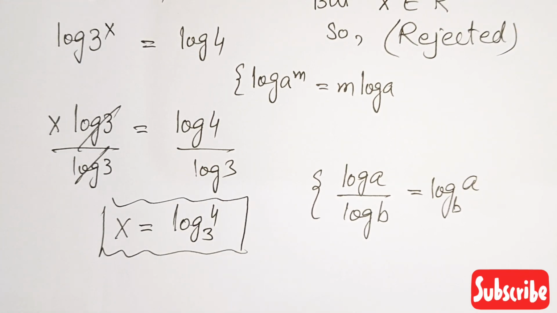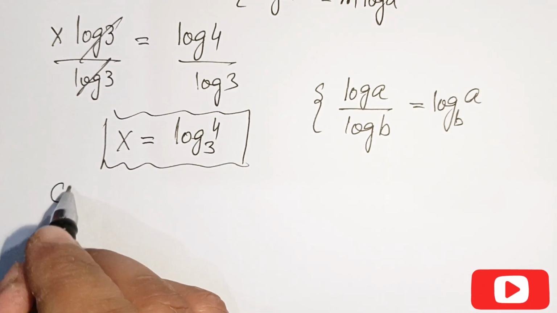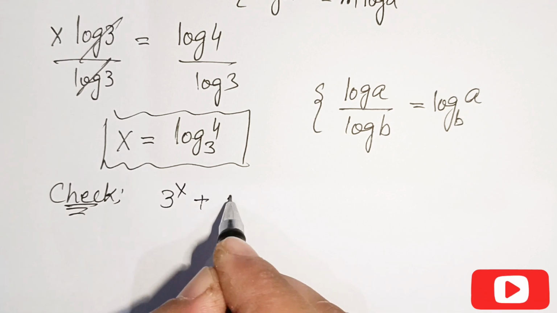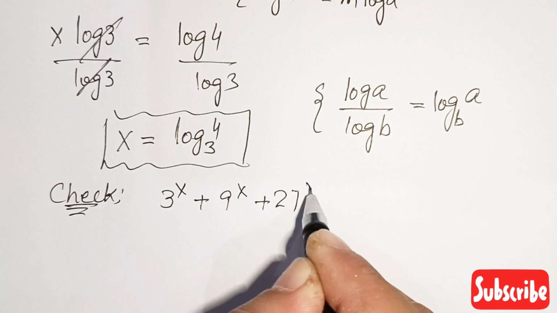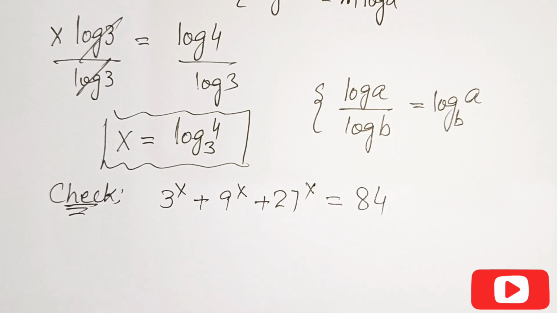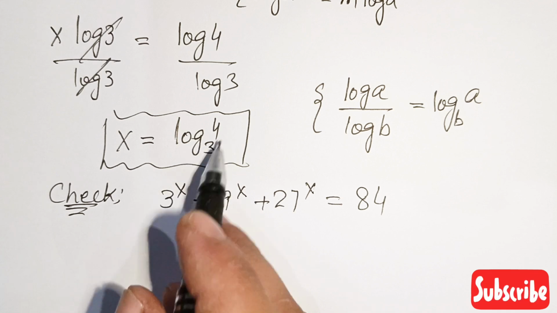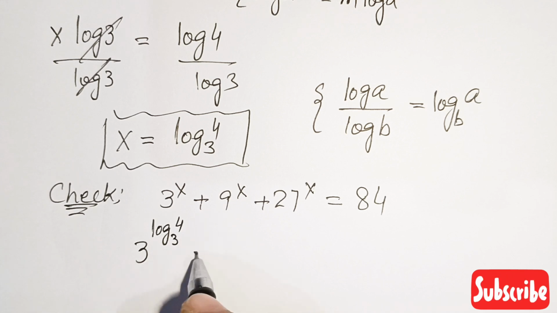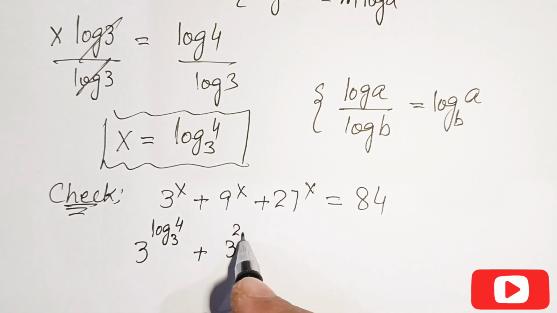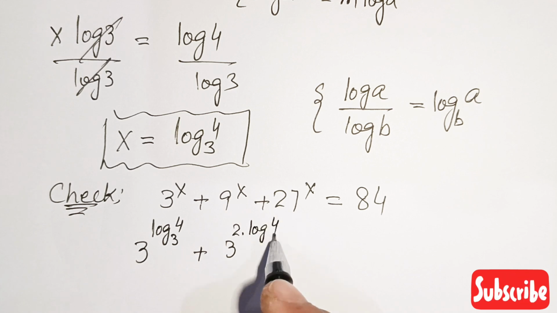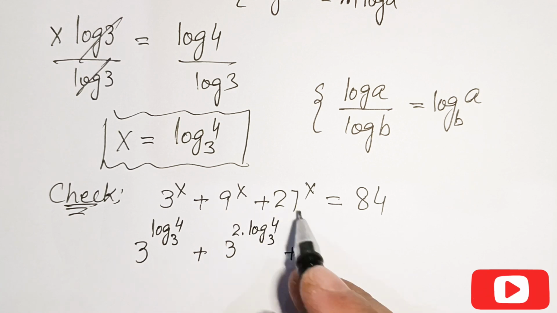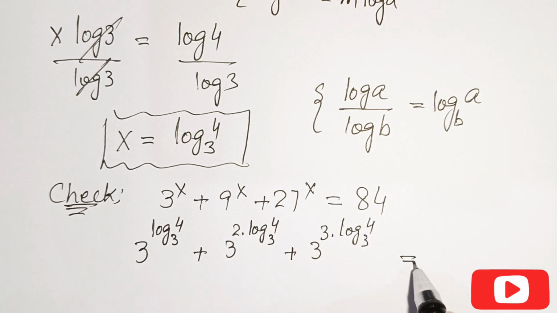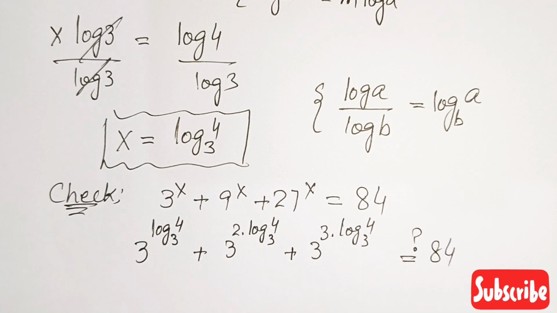Now we are going to verify our result. For verification, we have to check our problem. Our problem is 3 to the power x plus 9 to the power x plus 27 to the power x is equal to 84. Here the value of x is log 4 to base 3. So 3 to the power log 4 to base 3, plus 9 can be written as 3 squared, to the power of x, which is log 4 to base 3, plus 27 is 3 cubed, to the power of x, which is log 4 to base 3. Is it equal to 84?